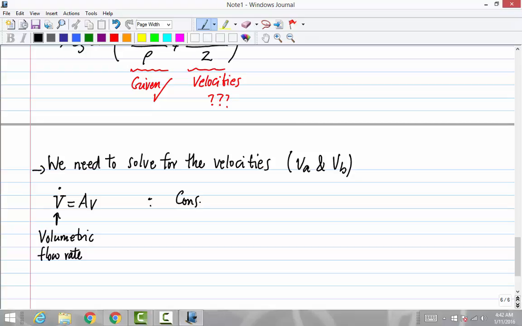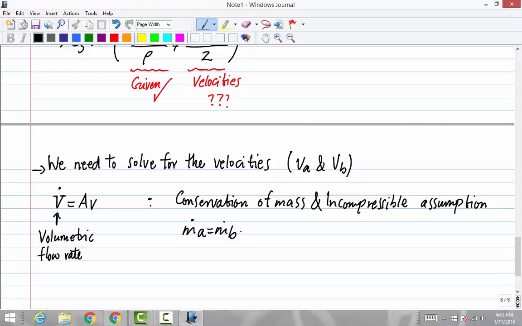So I have the conservation of mass, and in incompressible assumption, right? Which gives me that the volumetric flow rate at the inlet equals the volumetric flow rate at the outlet. So in the other case, it's like m dot A equals m dot B, therefore rho V dot A equals rho V dot B. This is sub A, this is sub B. The densities are the same, therefore V dot A equals V dot B.